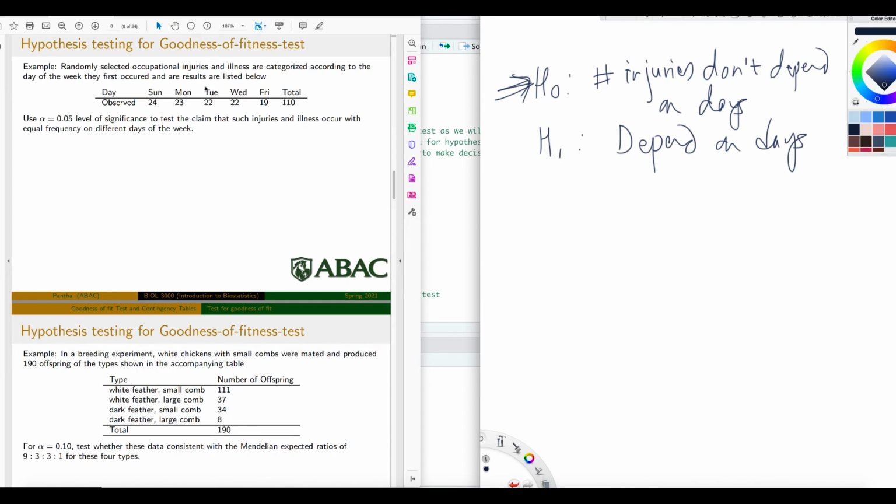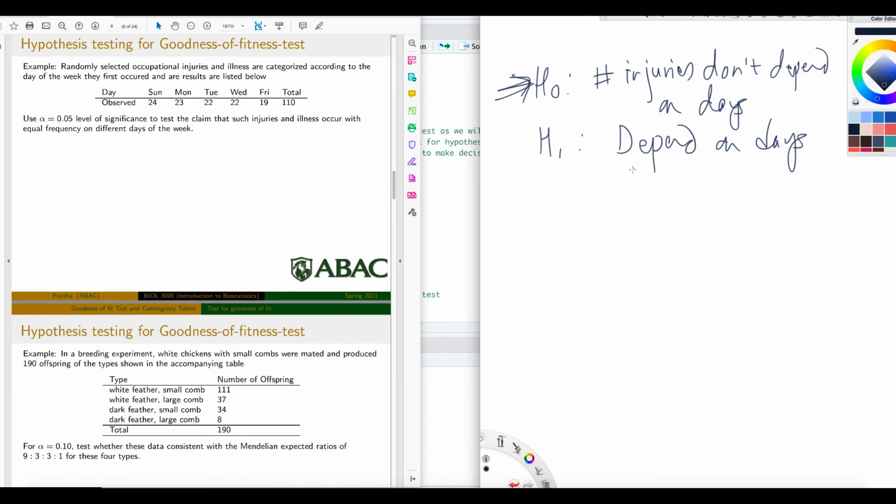See, so look at this. 1, 2, 3, 4, 5 days. They are talking about the 5 days there, right? So Sunday, Monday, Tuesday, Wednesday, and Friday. There is no Thursday here. This is the given data. Or you can do Monday, Tuesday, Wednesday, Thursday, Friday. You can do it that way. So it's just an example.